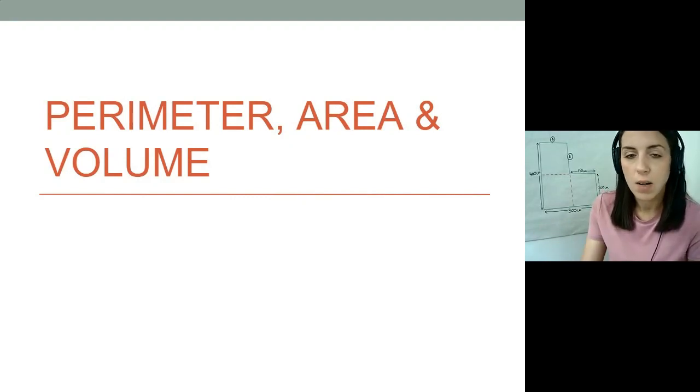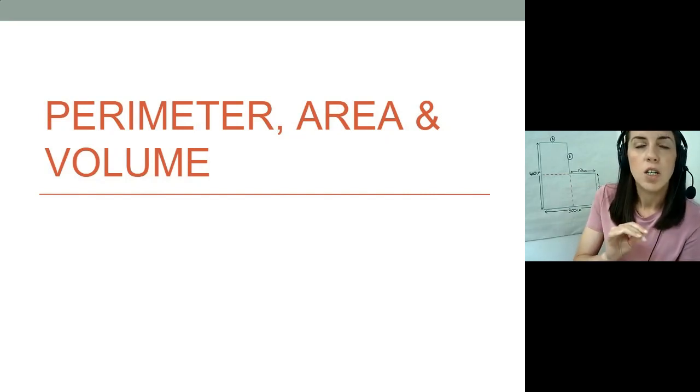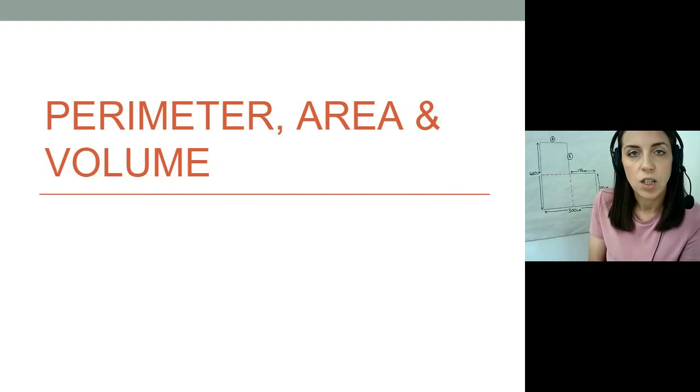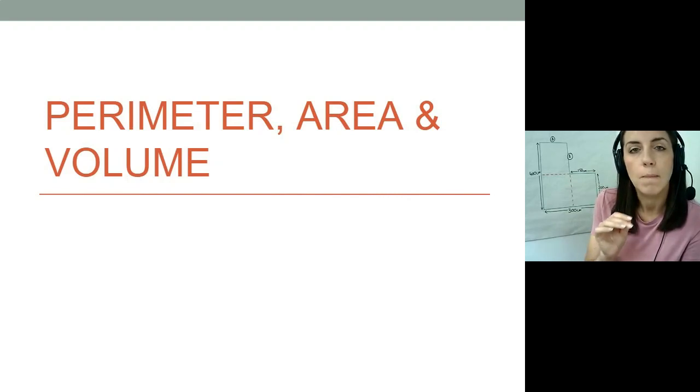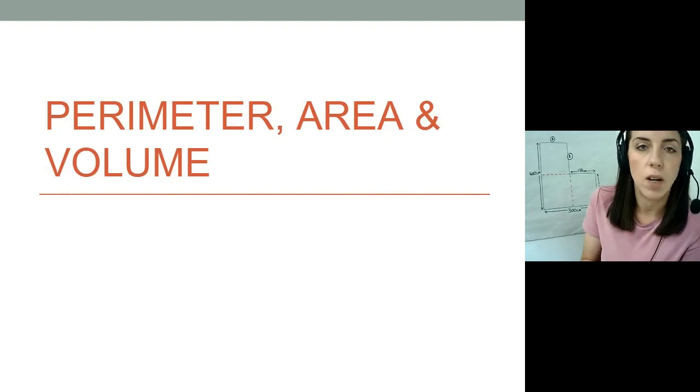So as I said, today we're going to be covering each part. This covers level 1 and level 2 maths learning. Perimeter covers both level 1 and level 2.